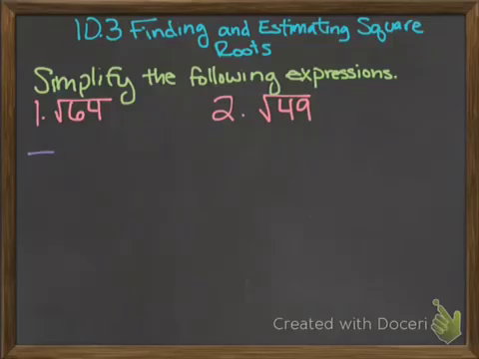The answer to number 1 is 8. 8 times 8 equals 64, so the square root of 64 is 8. And number 2 is 7. 7 times 7 equals 49.